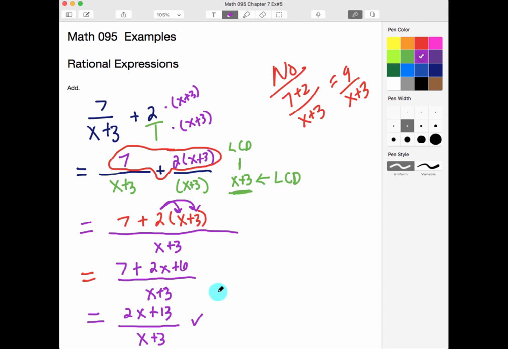We have added two rational expressions that started off with different denominators, and more uniquely, we had a single integer that was being added to a fraction.